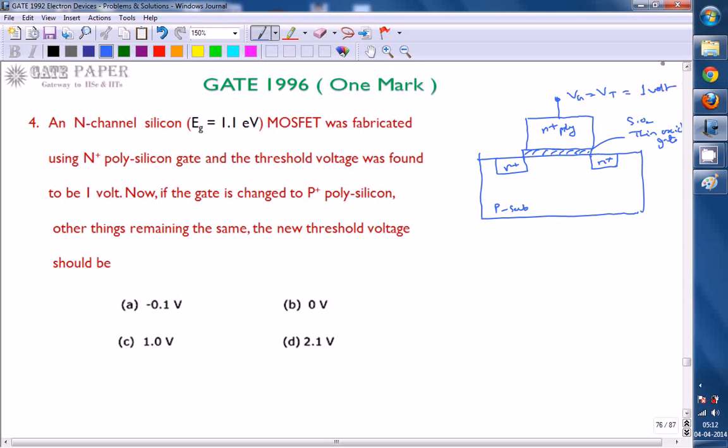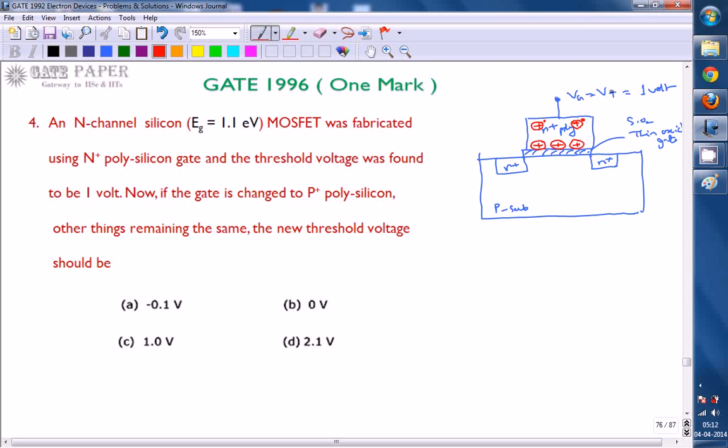Whenever it is N plus poly, we can think in this way: N plus is nothing but N type. The general representation of an N-type semiconductor is a positive ion followed by an electron. Whenever an electron leaves, the ion becomes positively charged. Whether it is heavily doped or lightly doped, an N-type semiconductor is electrically neutral, represented by a positive ion along with an electron, positive ion along with an electron, and so on.